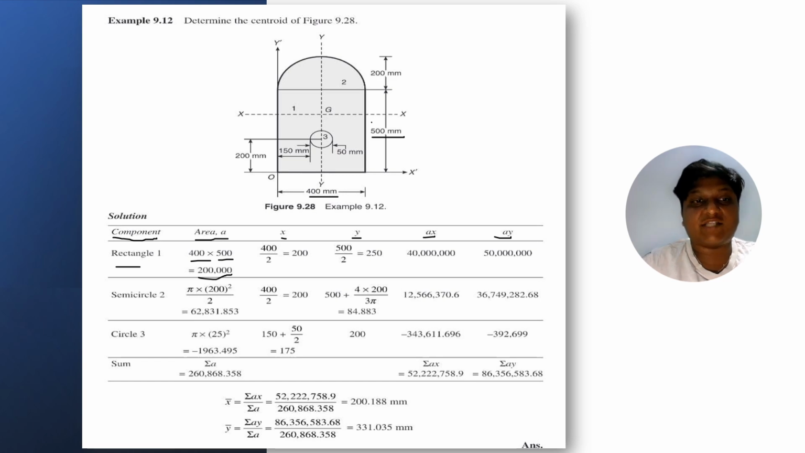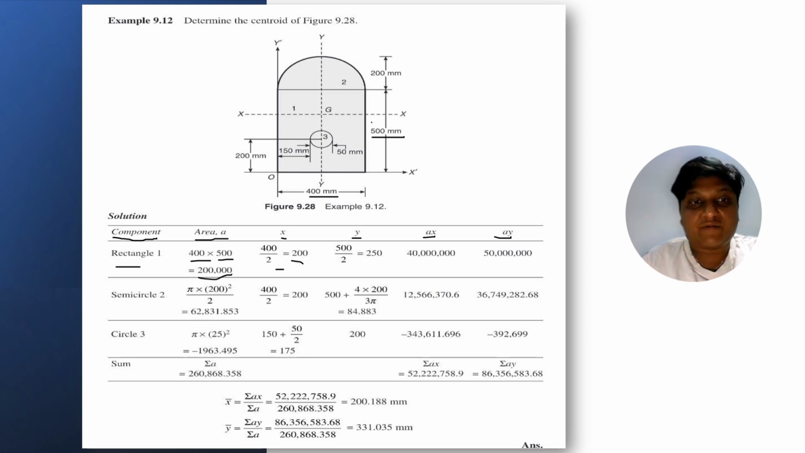After that we have to find the x bar. X bar is nothing but the centroidal component along the x axis. The formula for this is nothing but b by 2. We found the breadth value of the rectangle, which is 400. We divide by 2, so we get the answer 200.